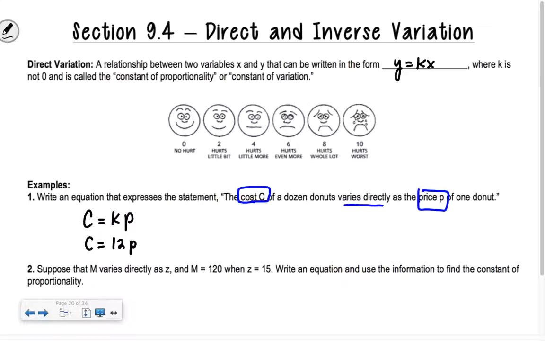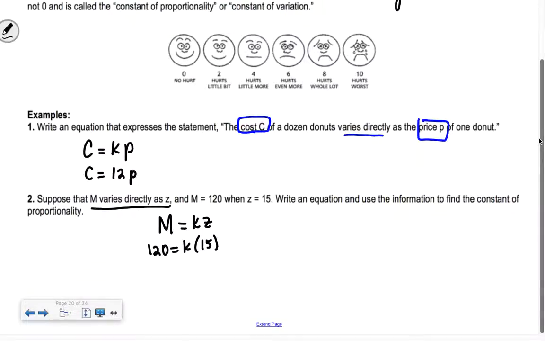All right, so it says M varies directly as Z. So when it says M varies directly as Z, we automatically write down M equals K times Z. So some constant times Z. So the bigger z gets, the bigger m gets. So if m is equal to 120, when z is equal to 15, are we able to solve for k? Yeah, we can divide it out. So you can do 120 divided by 15. Do you guys know what that is? No, it's 8. So now that is our constant.